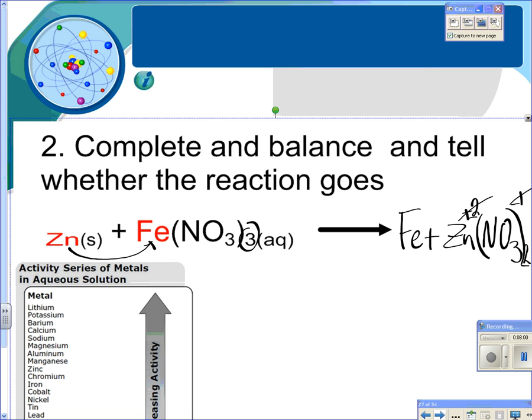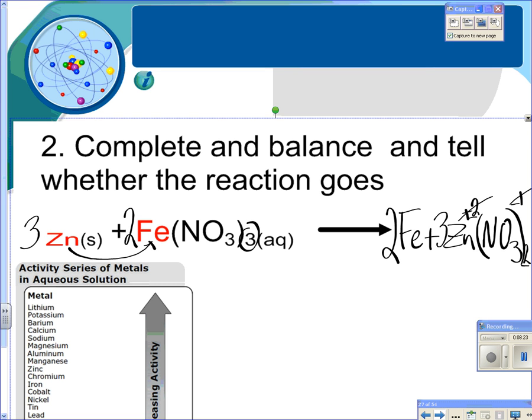So I take a look. I have 2 nitrates on one side, but I have 3 on the other. So I'm going to do a 2-3 thing to make it a common denominator of 6. So I'm going to have 2 FeNO3 and I'm going to have 3 zinc nitrates. And so then I need, since I have a 3 in front of the zinc and a 2 in front of the Fe, and then I'm all balanced.